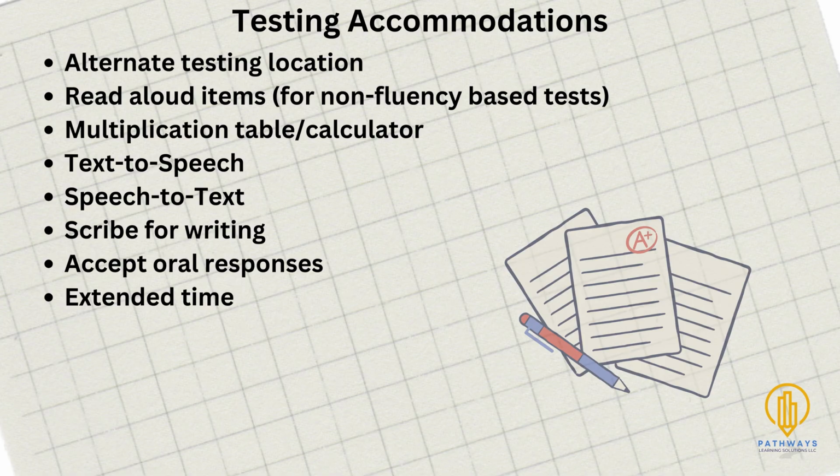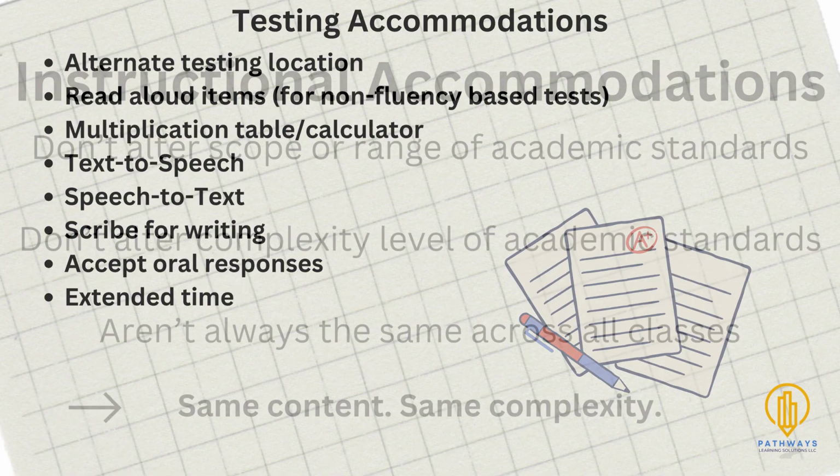Utilizing text-to-speech or speech-to-text. If a student has fine motor difficulties, you can also scribe for them. That means that you would actually write out their answers that they give to you orally. You can also accept oral responses. Orally, ask the exact same questions, but they have to just share what they know verbally. And you can also provide extended time for those who struggle with time management.